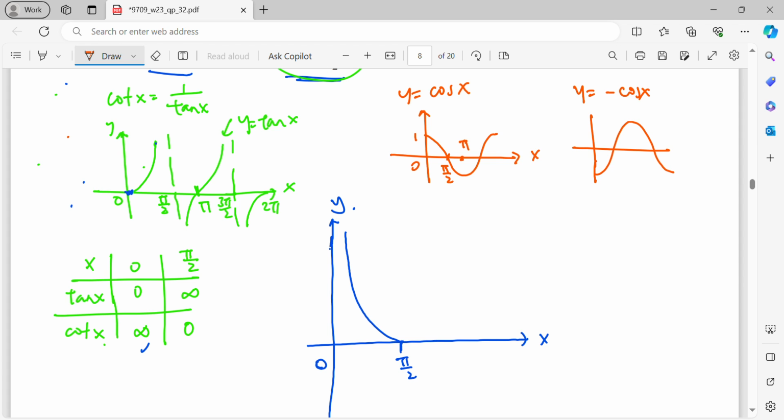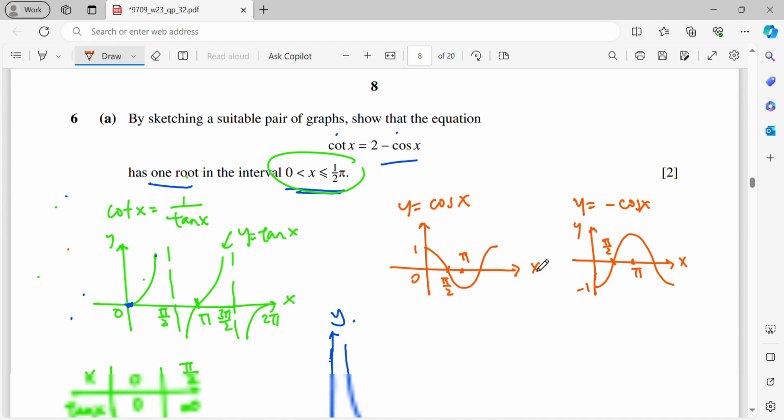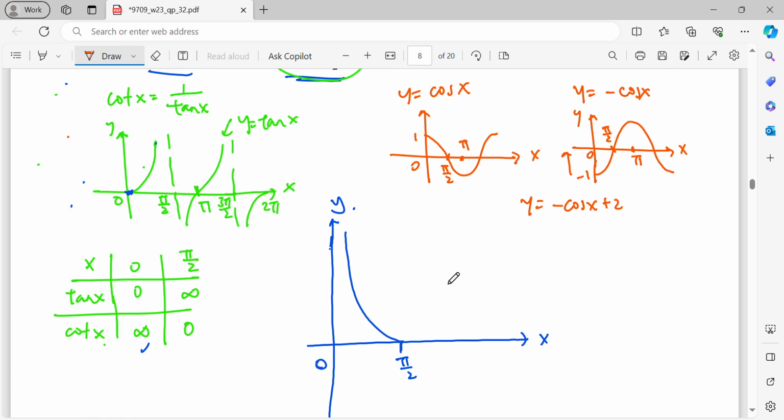So this is going to be pi. Half pi is over here. Here is minus 1. And then 2 minus cos x is the same as minus cos x plus 2. So now you are moving the graph up 2 units. When x is 0, minus cos x is minus 1. Refer to the second graph. So minus 1 plus 2, I get 1.